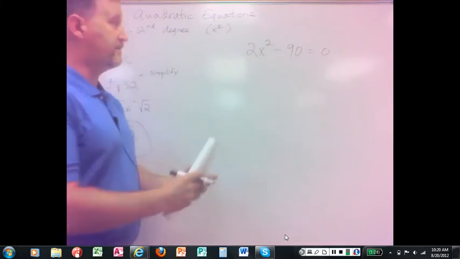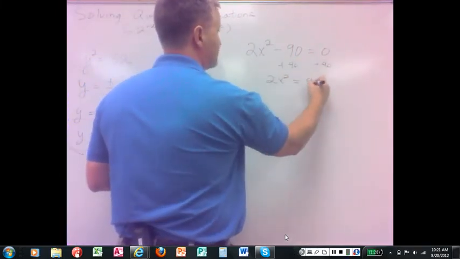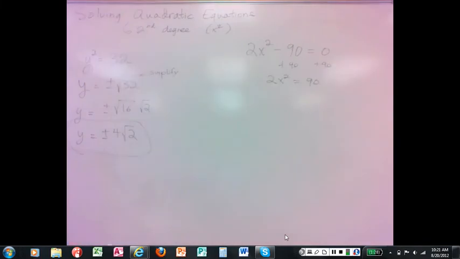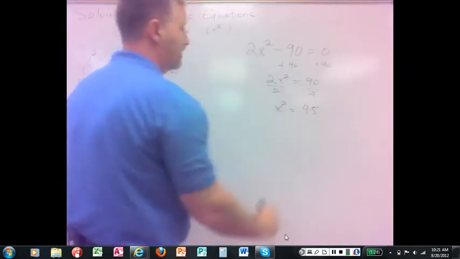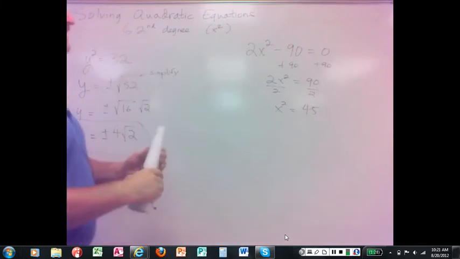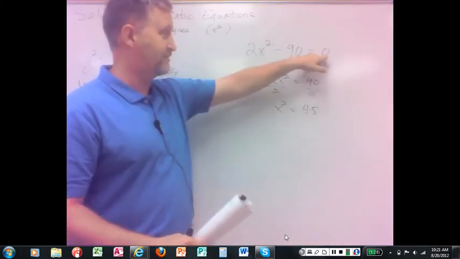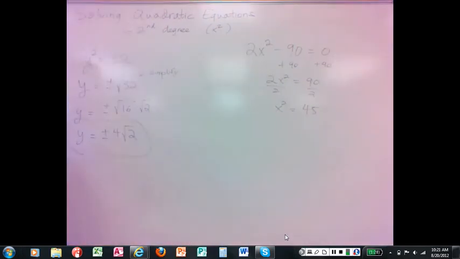If I add 90 here and then divide by 2, that would give me 2x squared equals 90. Then I divide by 2 and get my x squared. It would equal 45. That one also can be done with this square root method. Like I said, this will be something that comes up a lot the way we do it. Noting here that the technique is different. On the factoring method, we want one side to be 0. On the square root method, you want x squared equal to a number. So it's a little bit different way of going about it.